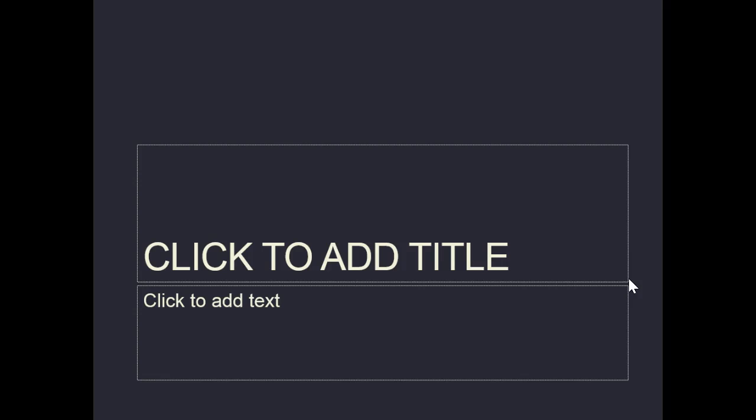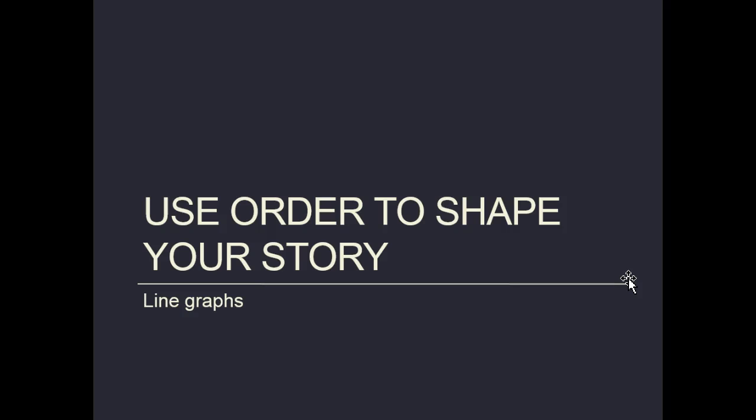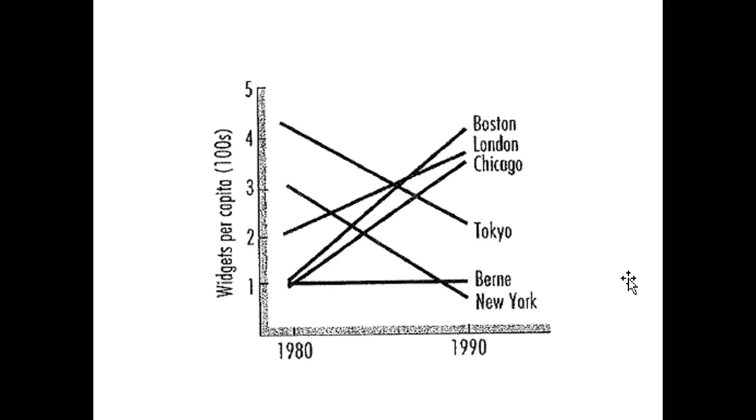Okay. Now let's go ahead and focus on line graphs. Where bar graphs are best for seeing differences among groups, line graphs are best for communicating trends over time. All right. So again, we can use order to shape our story. I call these spaghetti graphs right here. So we're seeing how the production changed between 1980 and 1990 for these different cities. When you have too many lines on the graph, in general, it's going to be kind of confusing.